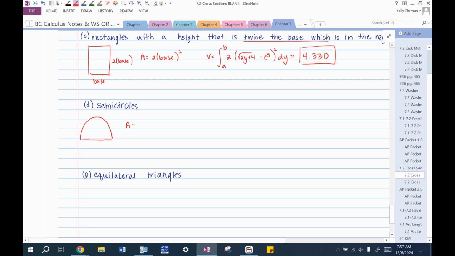Semicircle is 1/2 pi r squared. Remember that it's the diameter that is your right minus left. So we need to do half of the diameter, half of the right minus left. So that's going to give me pi over 2 times, I'm just going to write this out, right minus left over 2, that's the radius, squared. So this is the integral from a to b. There's going to be a pi over 8 out here. And then right minus left squared again is the square root of 2y plus 4 minus e to the y quantity squared dy.